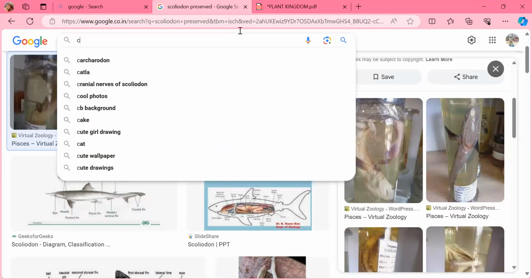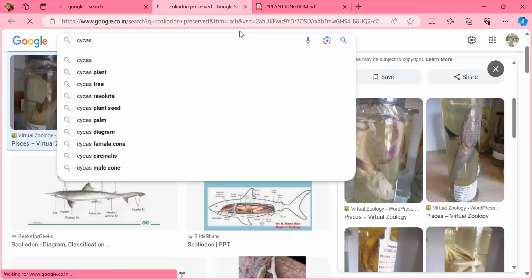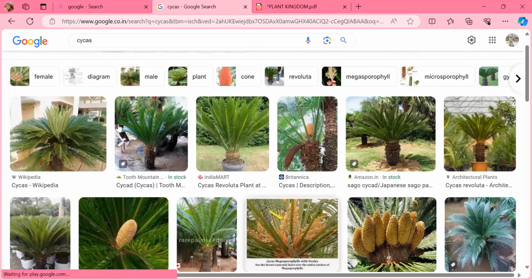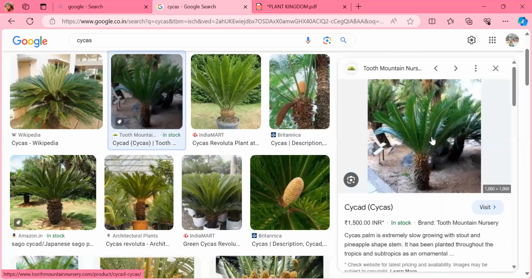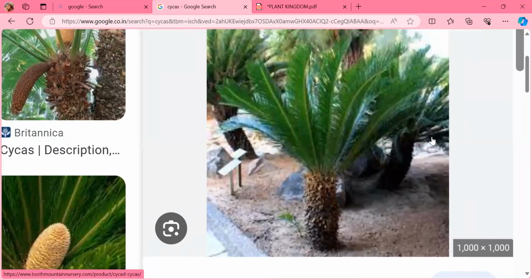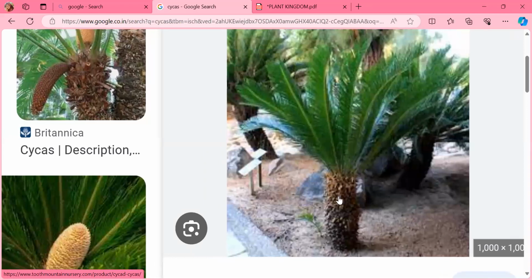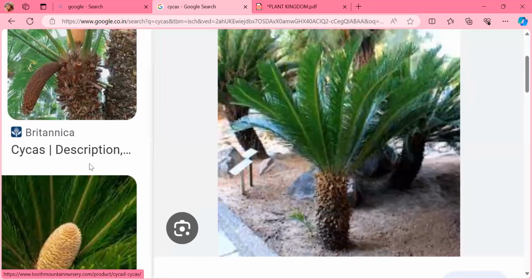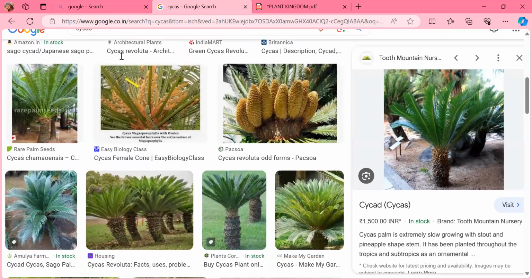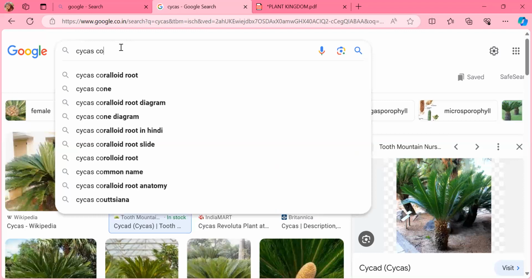First, we'll see Cycas. See, this is Cycas. Everyone has seen this tree. It looks like a palm tree, sort of like a smaller palm tree. It's cute. This is a Cycas, and the type of roots it has is coralloid roots.